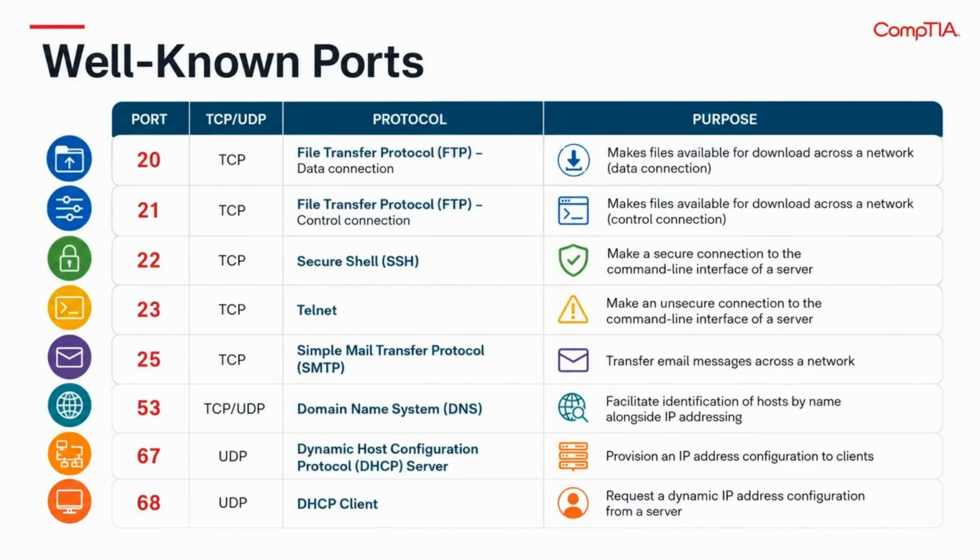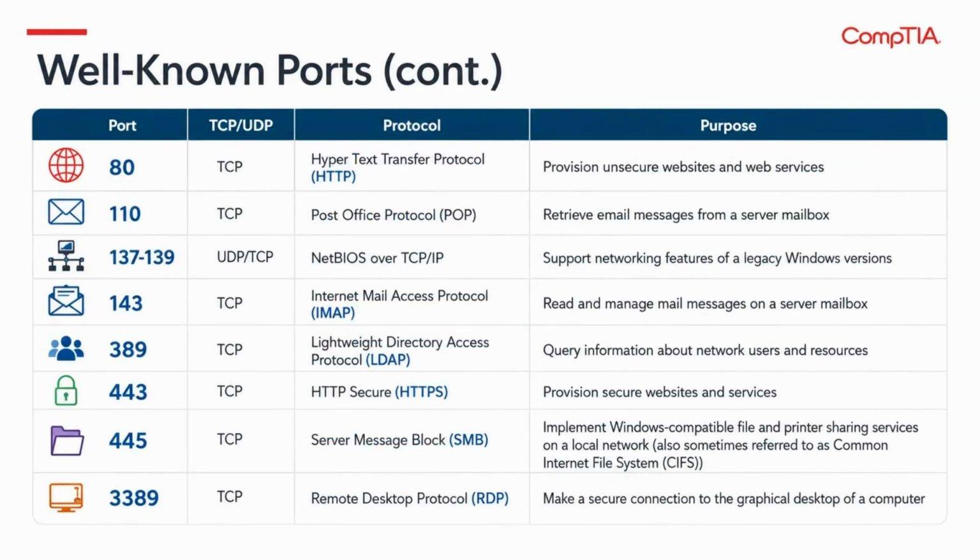Key well-known ports to remember include 20 and 21 for FTP, 22 for secure SSH connections, 23 for Telnet, 25 for email via SMTP, 53 for DNS, and 67 and 68 for DHCP. Other essential ports include 80 for HTTP, 110 for POP3, 143 for IMAP, 389 for directory services, 443 for secure web browsing, 445 for SMB, and 3389 for remote desktop access.